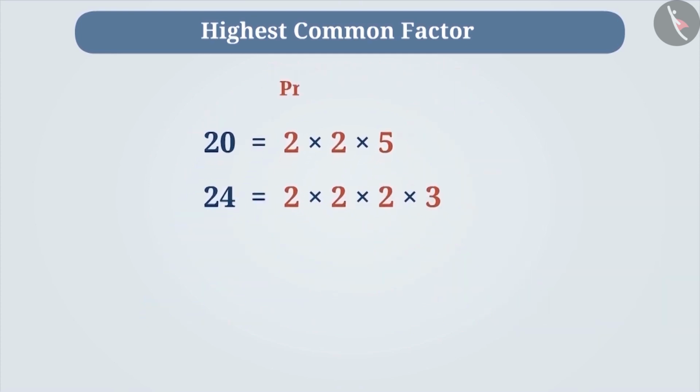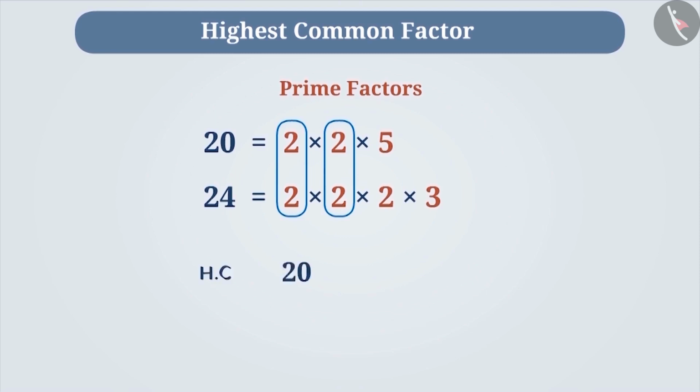Now check for the common factors among the prime factors of these two numbers. As you can see, 2 is repeating twice among the prime factors of 20 and 24. There is no other common factor between the two.